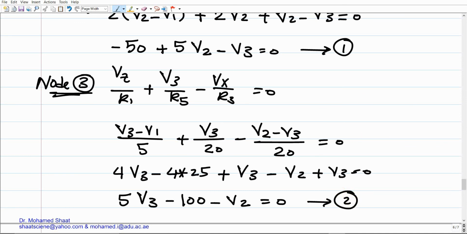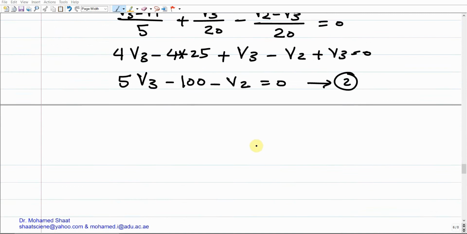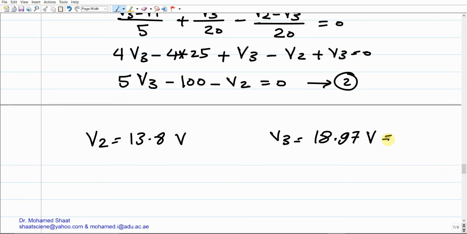You can solve them even using a calculator, whatever way you prefer. Very simple equations to be solved. If we solve these 2 equations in 2 unknowns, which are V2 and V3, we will find that V2 equals 13.8 volts and V3 is 18.97 volts, which you can just assume is 19 volts. That is fine. Okay, so we end up with these 2 node voltages, and that's it.